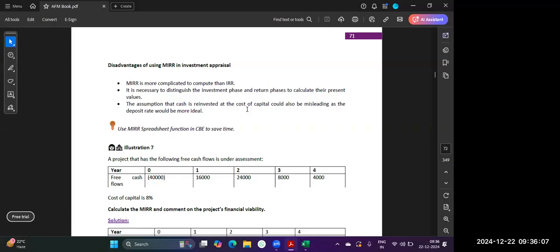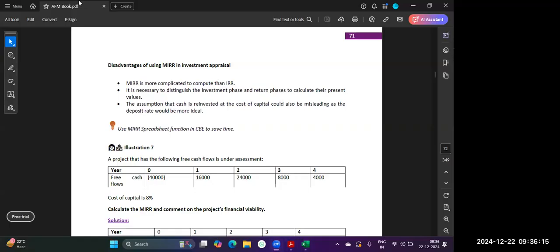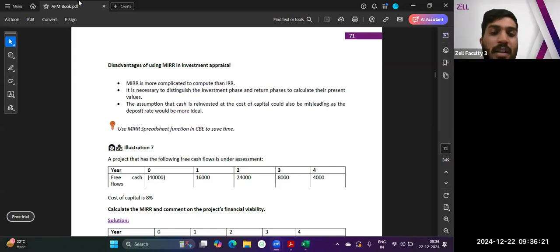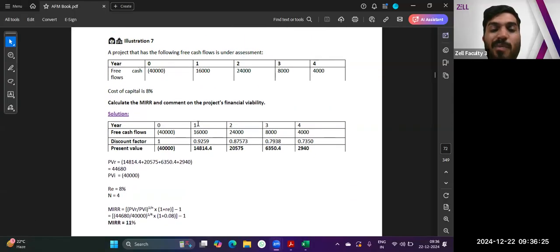Any questions? No, sir. Okay. Can you read illustration number 7? So a project has the following cash flows: year 0, negative, then 1, 2, 3, 4. Cost of capital is 8%.